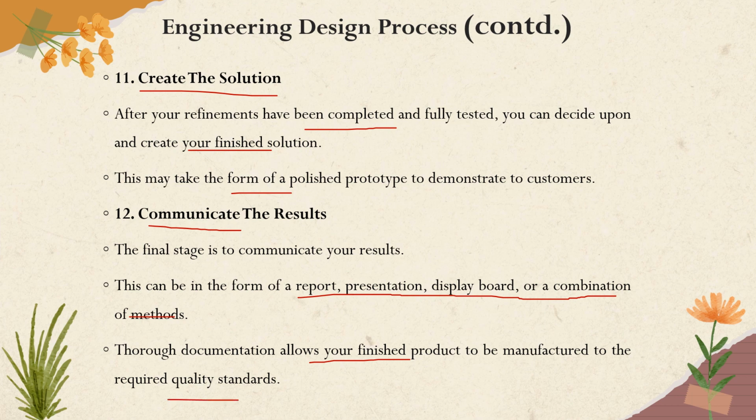So this is the engineering design process that is involved. There are totally 12 steps, and we have to do each and every step slowly and in a steady way, so that the end product is a reliable product and the end user is happy with the product.